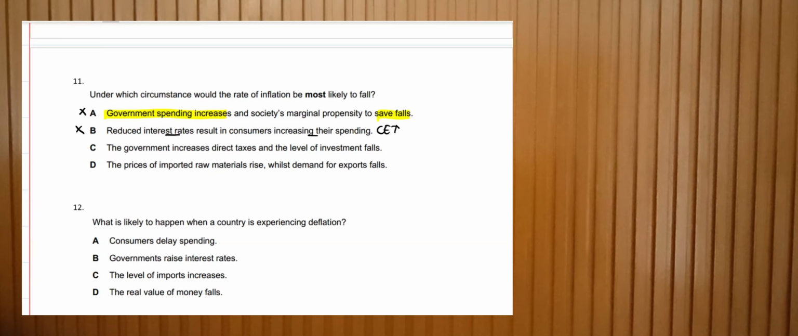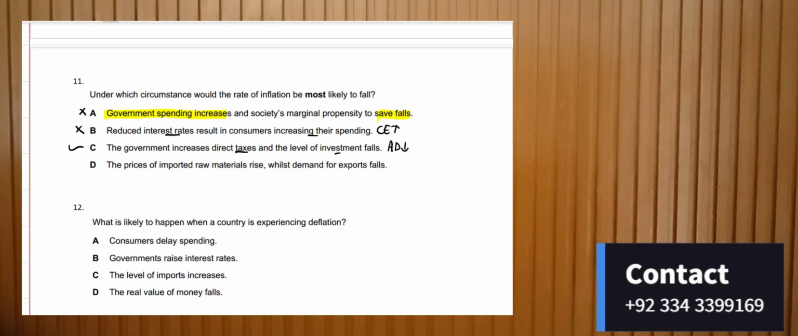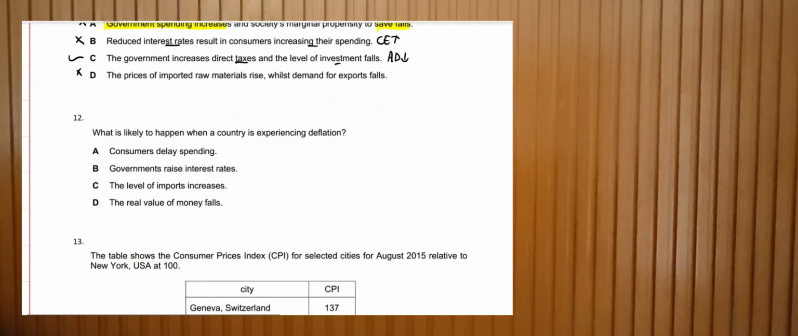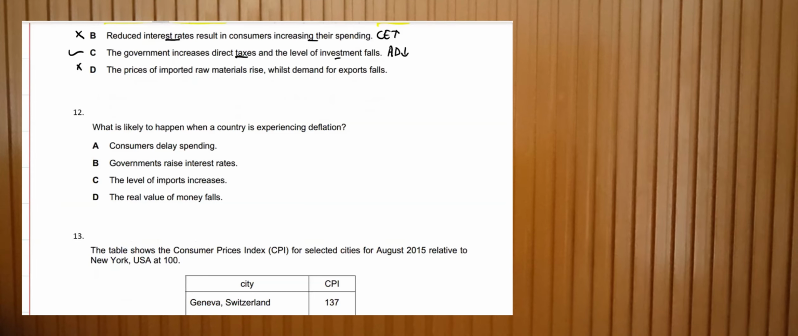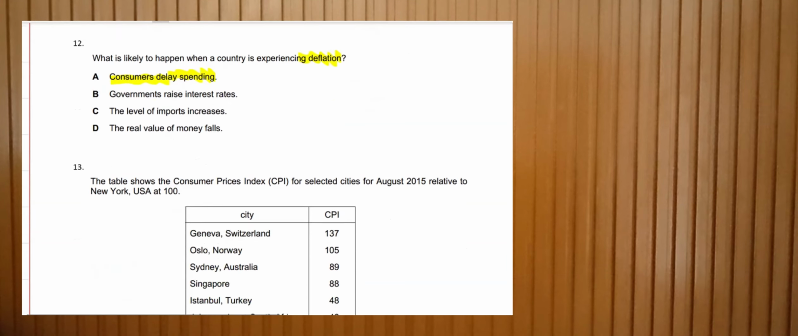The government increases direct taxes. Oh, this will reduce their incomes, they'll spend less, aggregate demand would fall, and the level of investment falls. So this would decrease the aggregate demand. This should be the right answer. The price of imported raw material rises. This would cause imported inflation. Hence, this is also incorrect. What is likely to happen when a country is experiencing deflation? Consumers would delay spending. This is what I have given an example in class as well. So this is the right answer, and we can skip the rest, right?